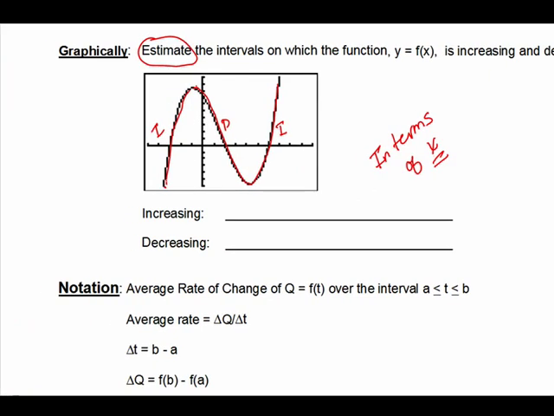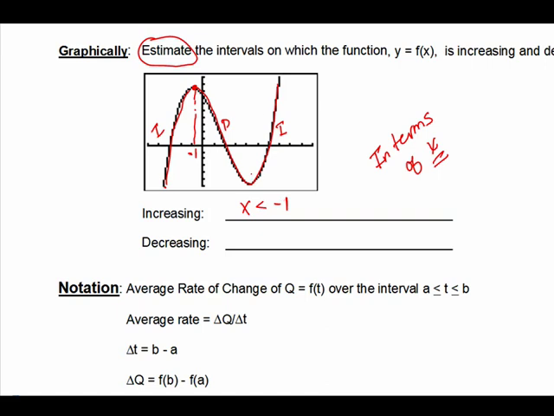So this function is always increasing till I get to right here. Well, what x value is right here? I'm going to call it -1. So this function is increasing for all of the x's that are less than -1. I won't use equal to because that's its maximum, and at that maximum it's actually neither increasing nor decreasing.